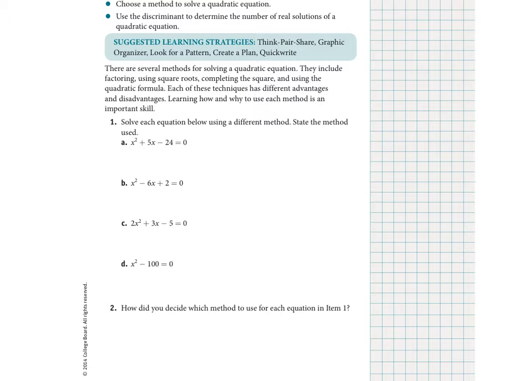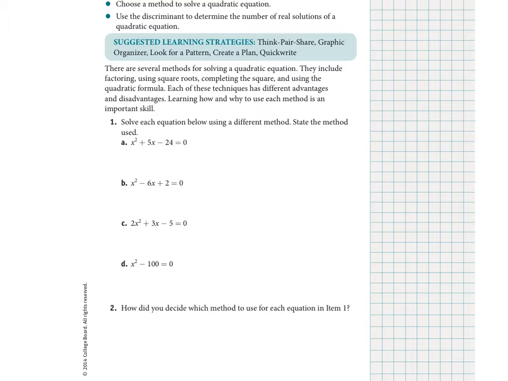Looking at letter A, what method would be very difficult? It will work, but it will be difficult because of this. Complete the square. Why? The fraction, because the B is odd, 5 divided by 2. So you don't want to use complete the square on letter A. Save it for another one.